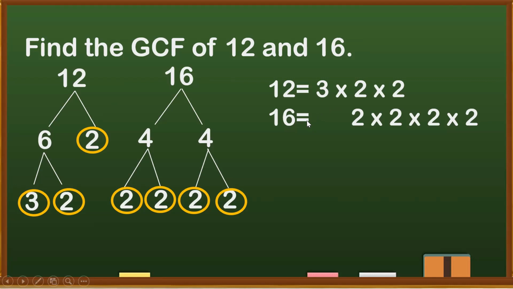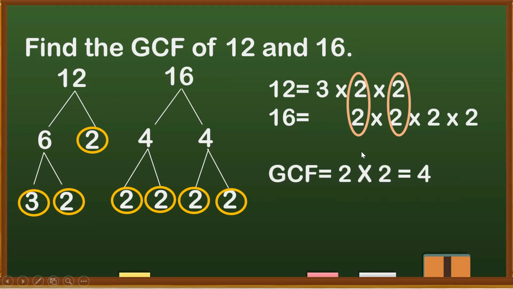Alin yung magkatulad na factors ng 12 and 16? So, we have this. Ayan. Ito lang yung common nila, and then yun lang yung hahanapin natin. That is what we call the greatest common factor. Okay, yung common factor ni 12 and 16 ay yung 2.